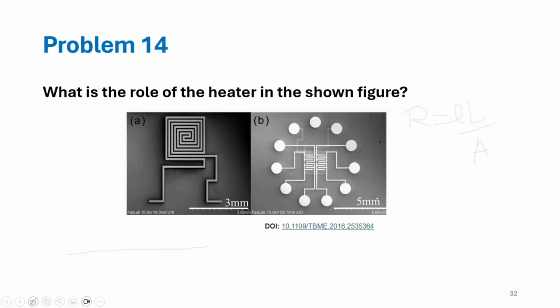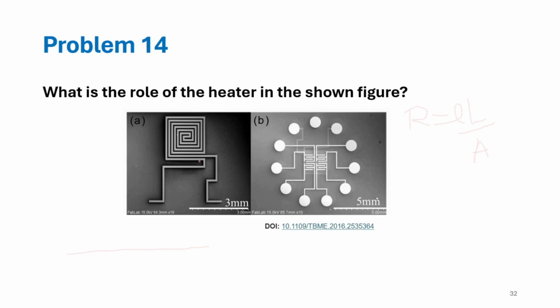Increase the temperature of the sensitive material. Why do we need to increase the temperature of the sensitive material? It's because the sensitive material may operate better at higher temperature, or whatever properties we measure may be temperature dependent. So depending on a particular temperature range, we'll be able to measure a particular sensitivity property of whatever we are measuring. Okay, so this is the heater, right?